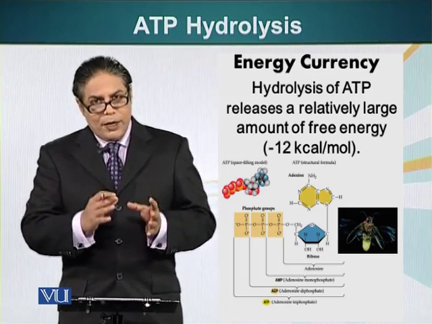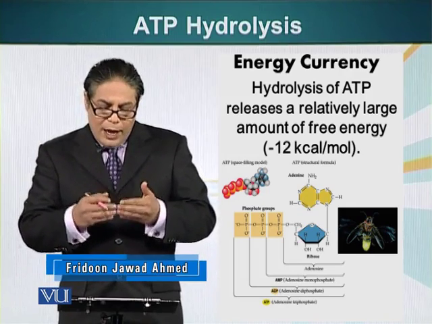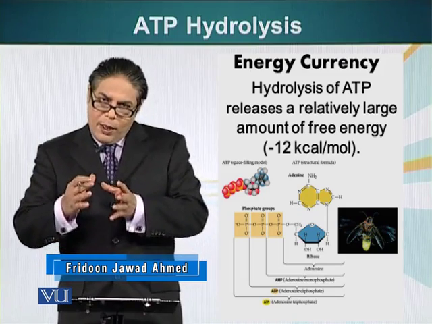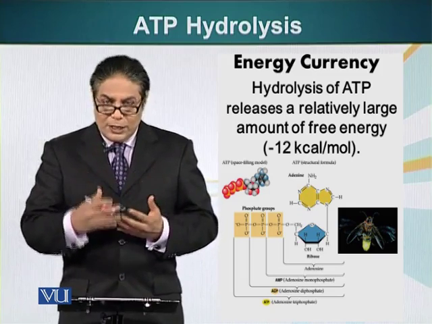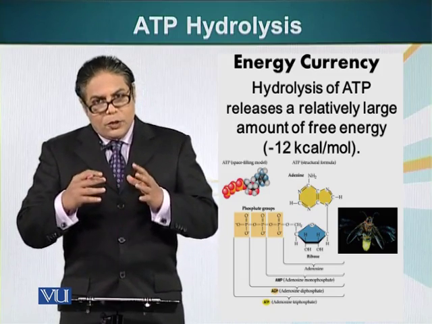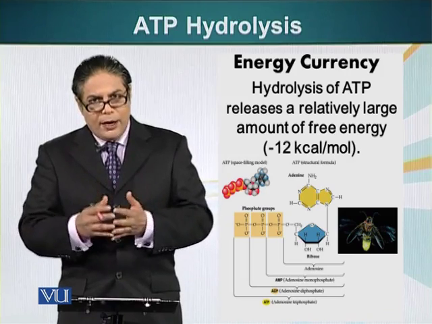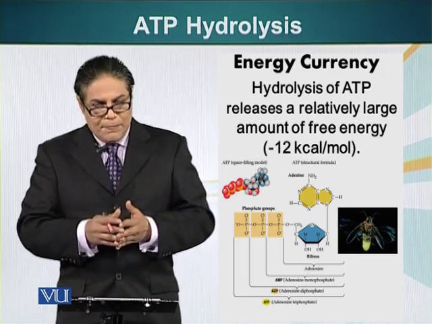For example, when we are converting monomers, linking monomers and creating polymers, we require energy because you're going from disorder to order. That is a process that requires energy. So cells have to compensate the processes that require energy by having some processes that release energy.